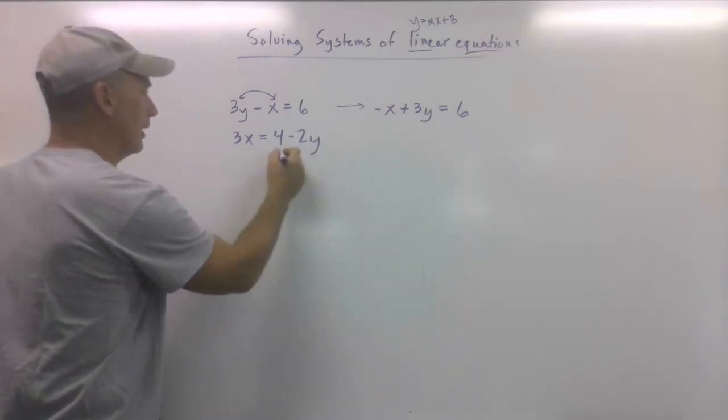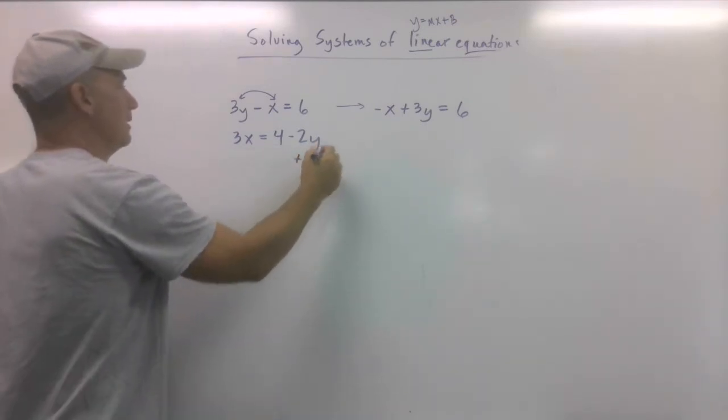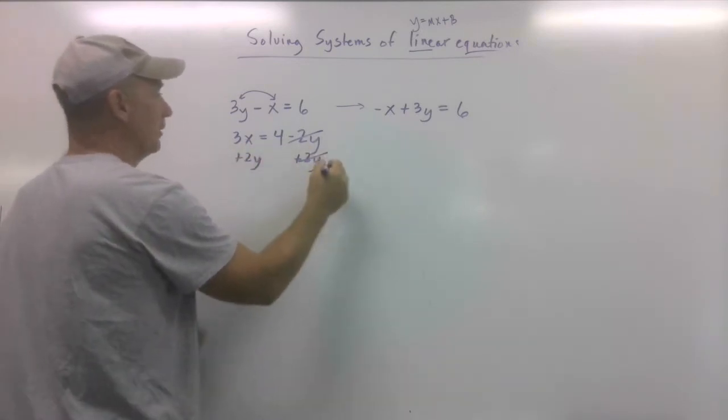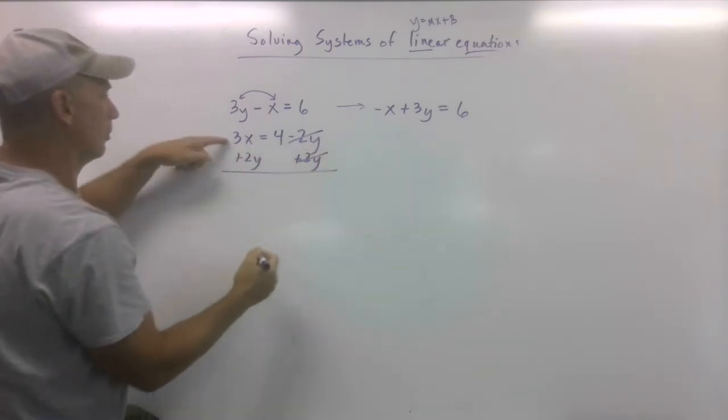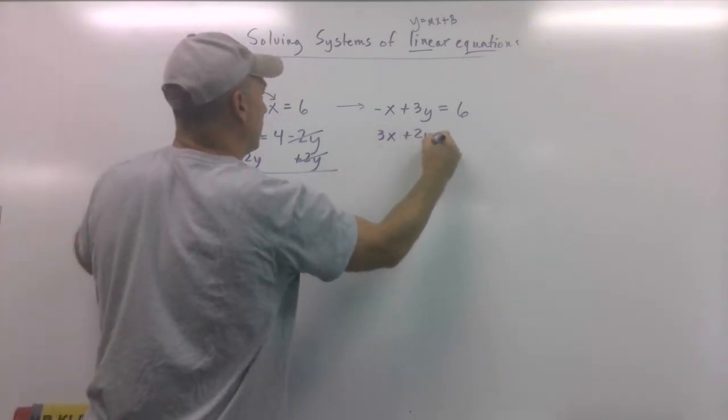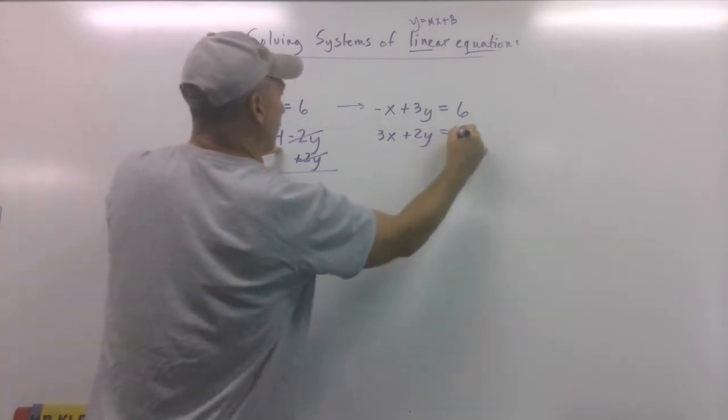Now I look at this, and I think, oh, I have to get that 2y away from there, and I'm going to add it to both sides, rewrite it, put my 3x first, then my 2y second, and then my constants are 4.